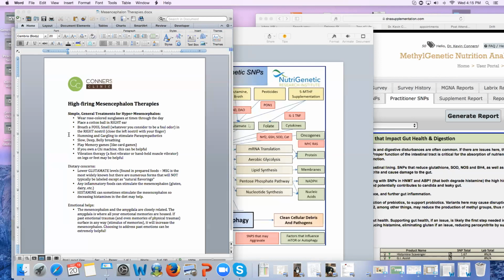Humming or gargling to stimulate the parasympathetics will help calm the sympathetics. The parasympathetic nervous system, the main nerve trunk of the parasympathetic is called cranial nerve 10 or the vagus or vagal nerve, and it innervates your throat at your larynx, and it also innervates your rectal area, another key point to hit for the parasympathetics.